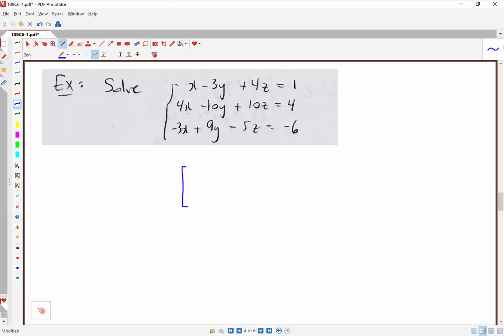So first thing we're going to do is just write up our system in matrix form. So we've got our x, y, z columns. The vertical bar represents our equal signs, and then we'll put in the numbers on the right side here. And we're just going to pull the coefficients out of the system. So 1, negative 3, 4, and 1. 4, negative 10, 10, and then 4. Negative 3, 9, negative 5, and then a negative 6. So that's the matrix form of our system.